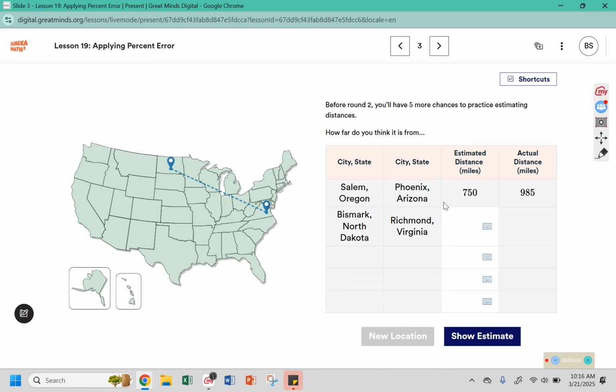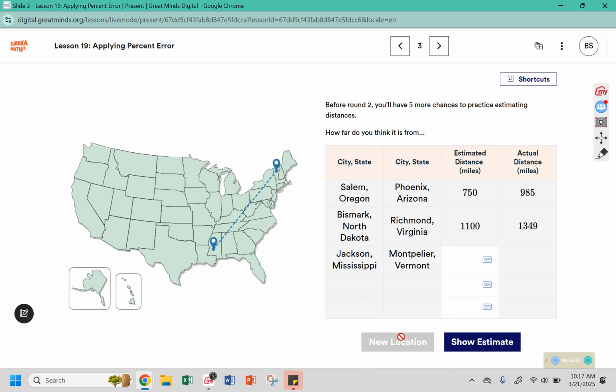This one is longer than that line from Salem to Phoenix, but not quite as long as it was from Sacramento to Baton Rouge. I'm going to guess 1,100. And I was too short again. This time I'm going to guess 1,250. Ooh, I was very close that time.